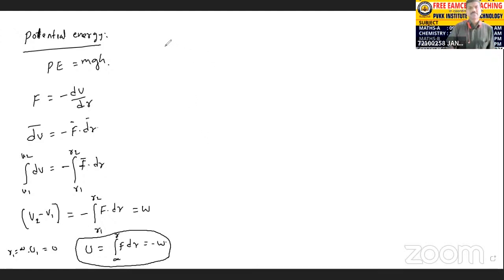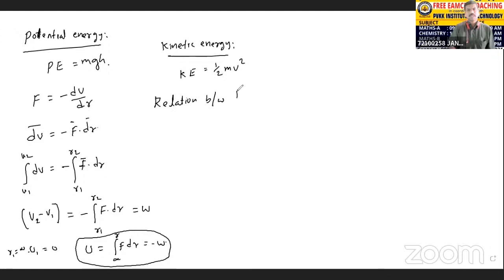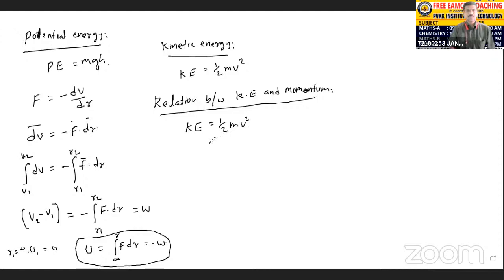Next, kinetic energy. What is the definition of kinetic energy? The energy possessed by a body by virtue of its motion is called kinetic energy. K is equal to half mv square. We know the relation between kinetic energy and momentum. So what is the momentum formula? P is equal to mv.